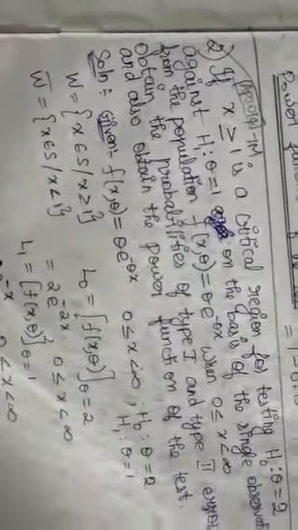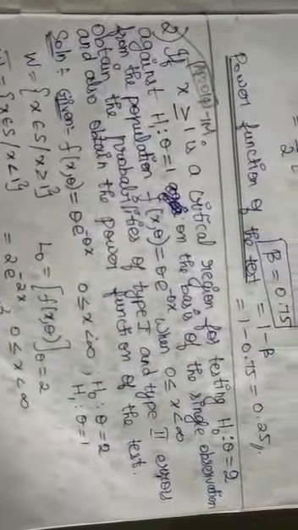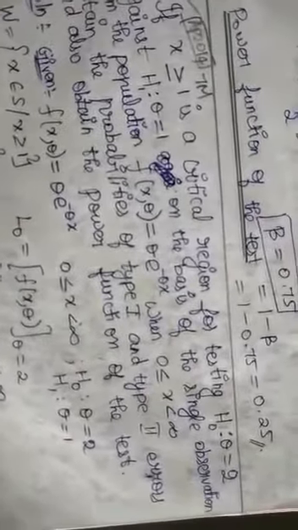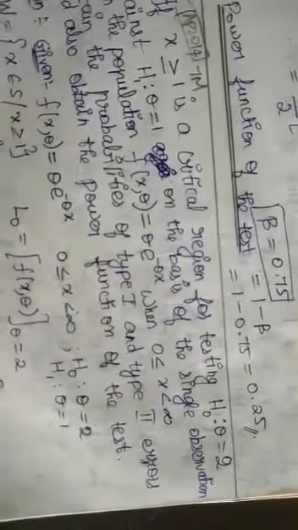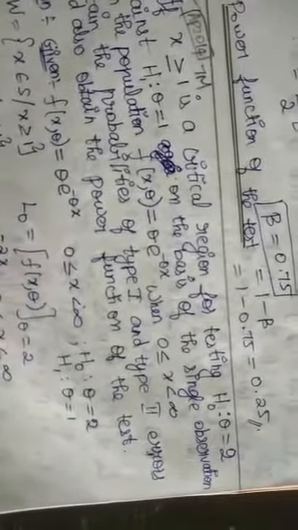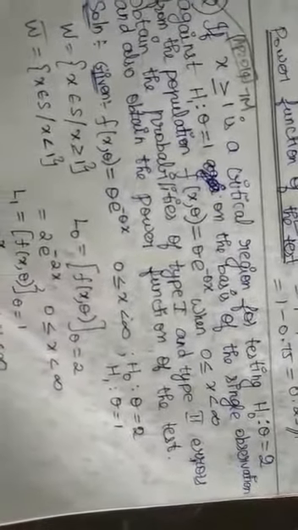First, f of x comma theta is given as theta e power minus theta x for 0 less than or equal to x less than infinity, and H0 given in the problem is theta equal to 2 and H1 is theta equal to 1.